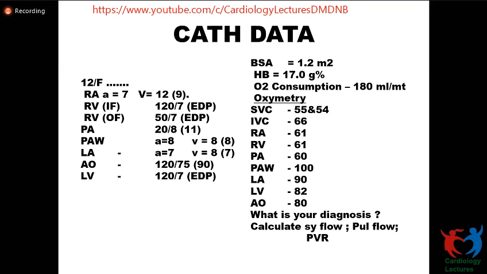See, the formula is, let us say, oxygen consumption divided by arterial oxygen difference. What is arterial oxygen difference? We have only got oximetry data here, so we have to convert it into volume. So the arterial oxygen difference on the systemic side here is 23%. Yes, sir. 23 divided by 100 multiplied by 1.36 multiplied by hemoglobin 17 multiplied by 10.